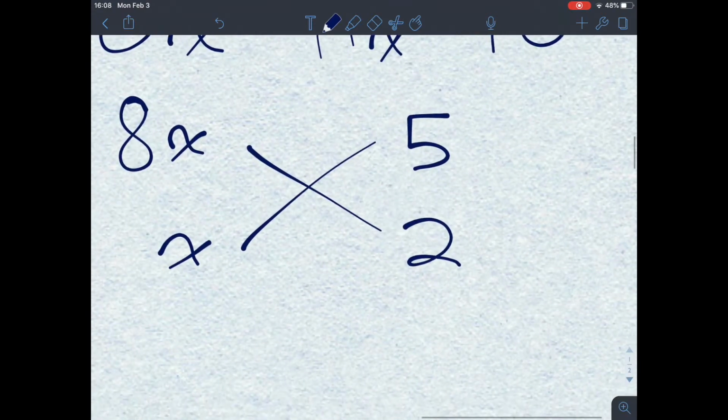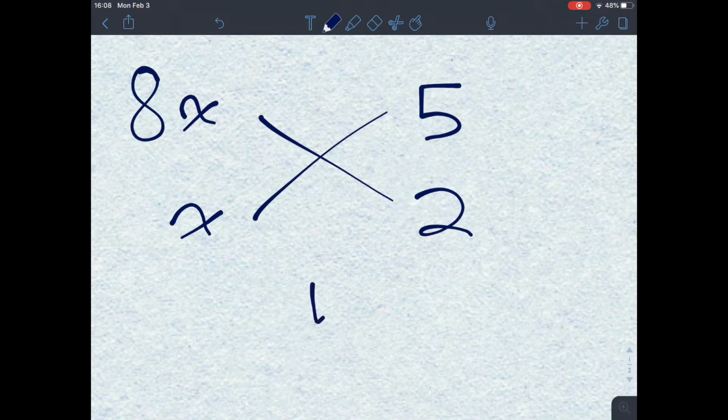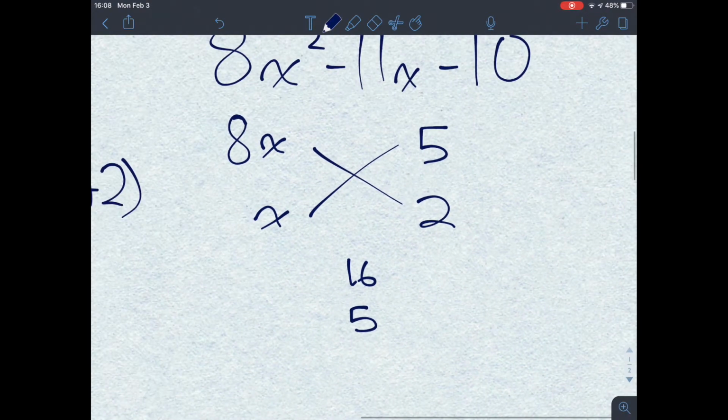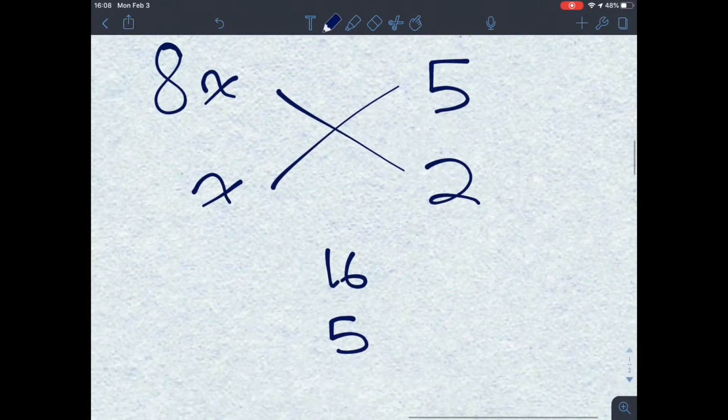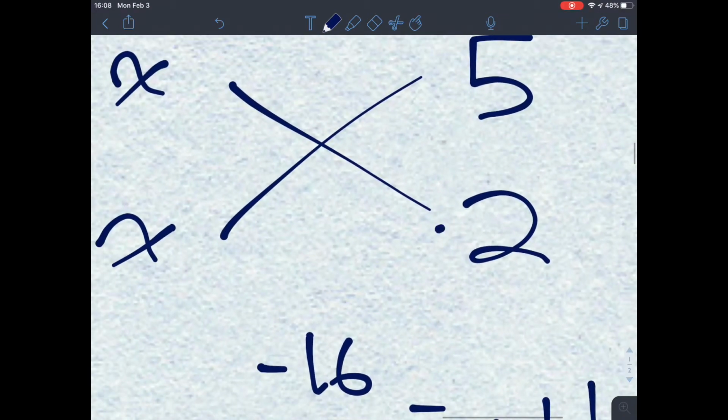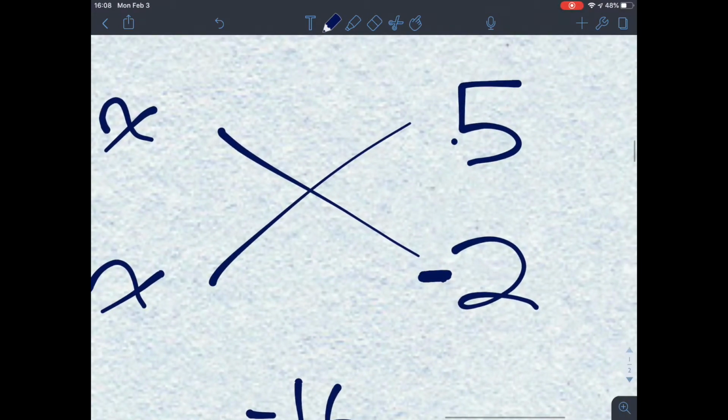Okay, so we got 8 times 2 is 16, and 5 times 1 is 5, and we can get 11 from that. But we need negative 11. So 16 minus 5 will get us positive 11, so we actually have to make a negative 16 plus 5, and that would be negative 11. So to get negative 16, we'd have to put a negative sign here, and there'd be a positive sign here.